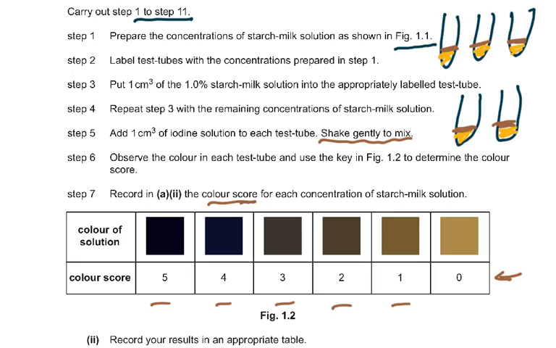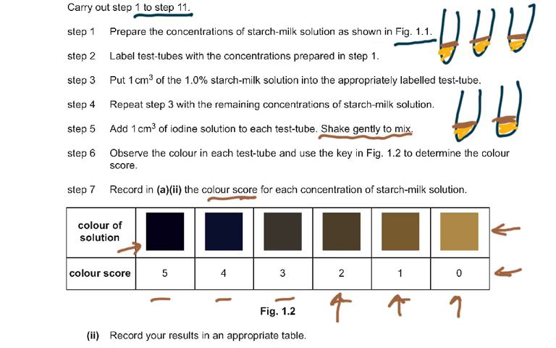So is it looking like this? Then it's 0. If it's looking like this, it's 1. If it's looking like this, it is 2, 3, 4, and 5. So you have to match the color, because you've added iodine, and the more the starch, the more black it will be. Lesser the starch, it will be more towards this side. So think of it theoretically, because this is what I want you to do. Think of it theoretically in these papers.